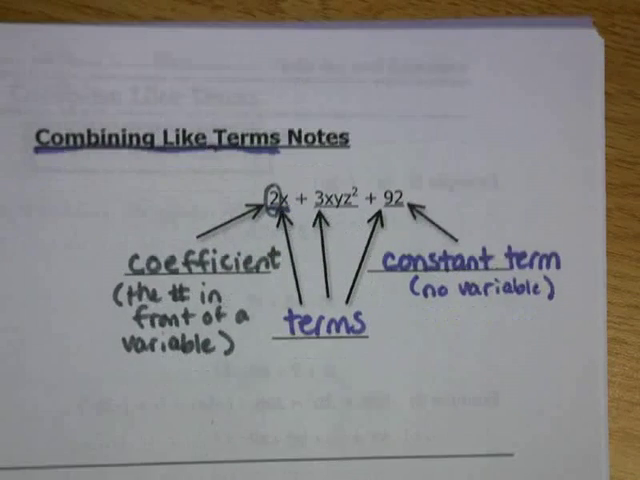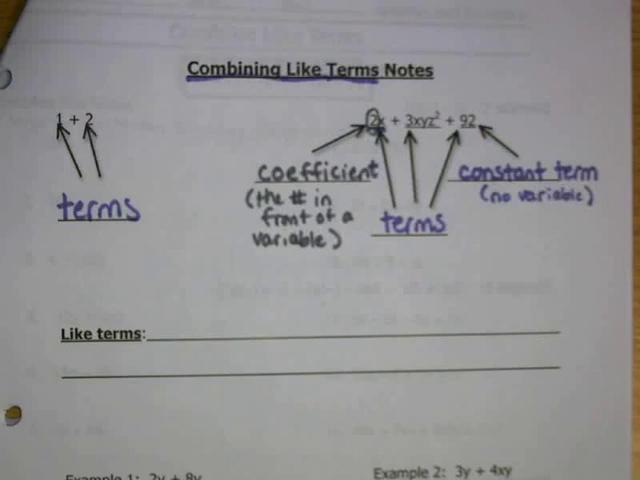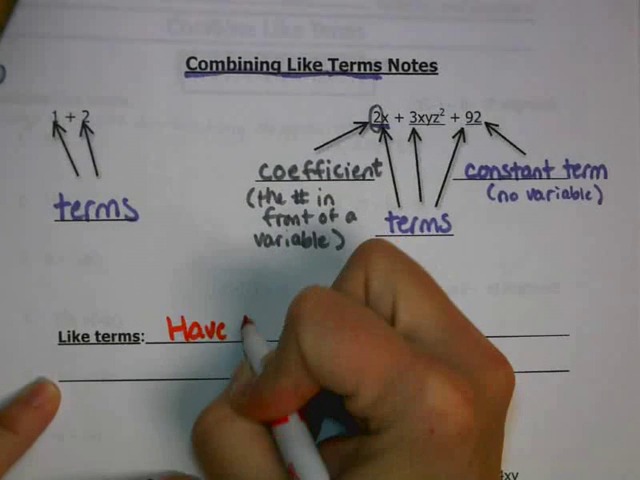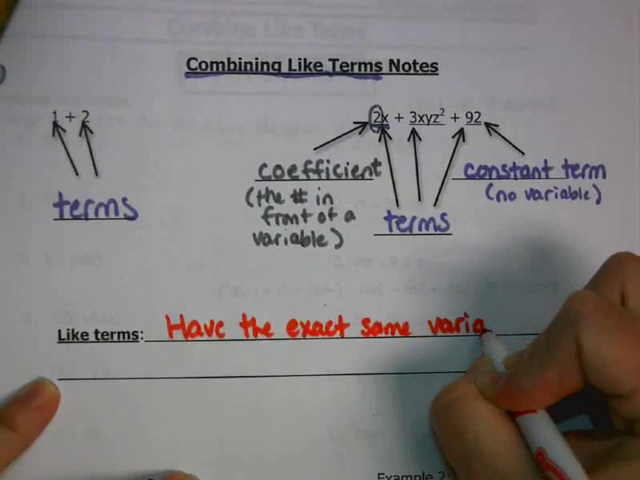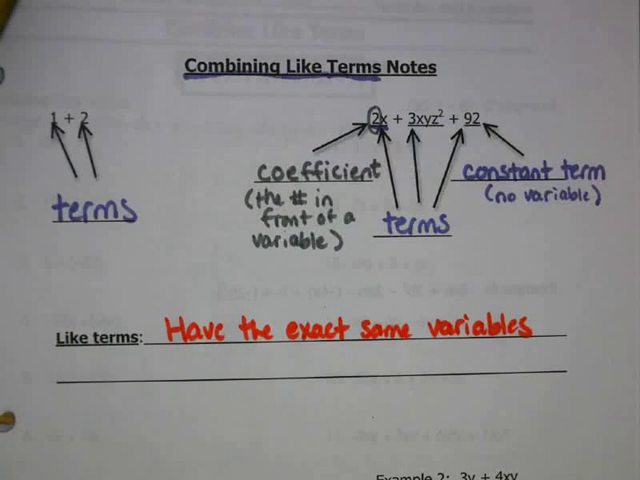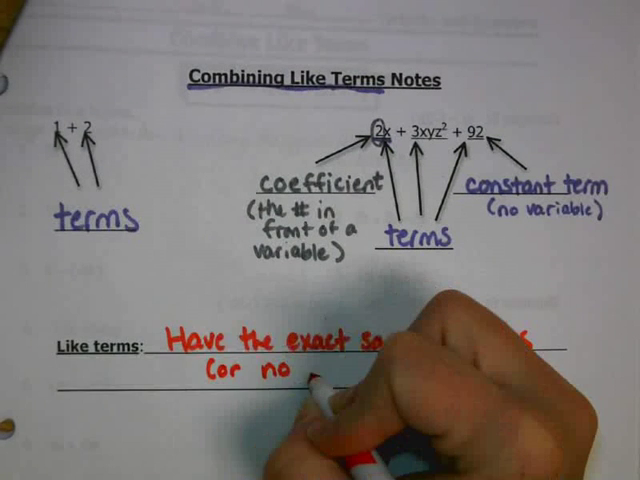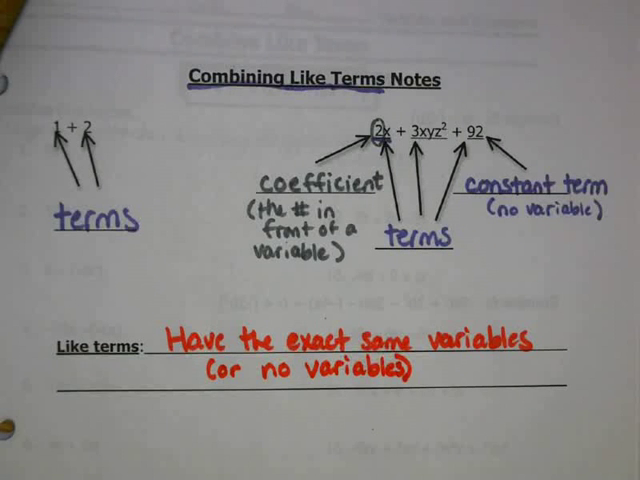These are terms. Let's see what like terms are. Maybe I'll zoom out so you can see the whole thing. Like terms, here's what they have. They have the exact same variables. Now that could also mean that they have no variables in them. If you've got terms with no variables at all, that means they have the exact same variables. There's just none of them. So the exact same variables are considered like terms. They're similar to each other because they've got the same variables.